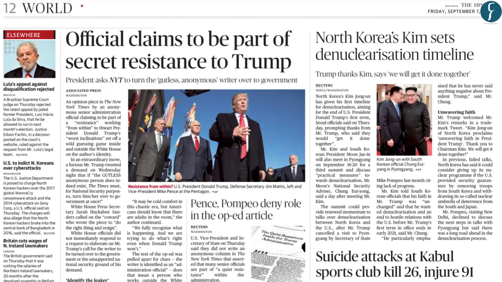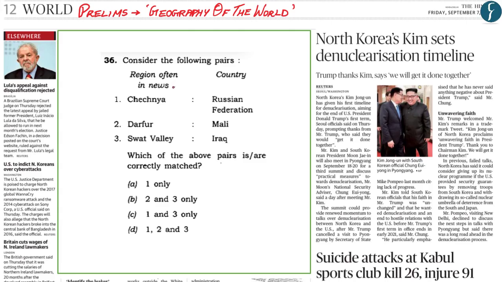Now an important aspect that we continue to highlight for your prelims examination is that questions which are asked under the section of the syllabus Geography of the World. Wherein this question, which was asked in the prelims of 2014 in the section Geography of the World, as to the location of Chechnya, Darfur and Swat Valley, when you have to understand that all of these regions had some current event that was of international importance because of which they were in the news.